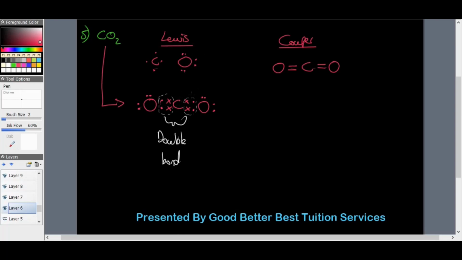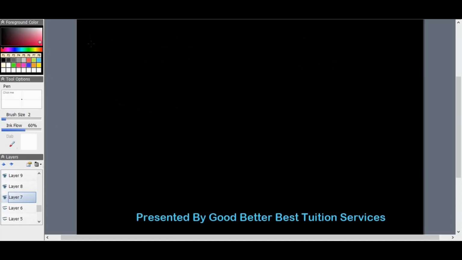I have one more that I'm going to give to everybody. It's the final one, and this is the nitrogen molecule, N2. So I'd like the Lewis structure for it, and then also the Cooper structure for the nitrogen molecule. We have about 3 minutes for this one because this one's a little bit more tricky.